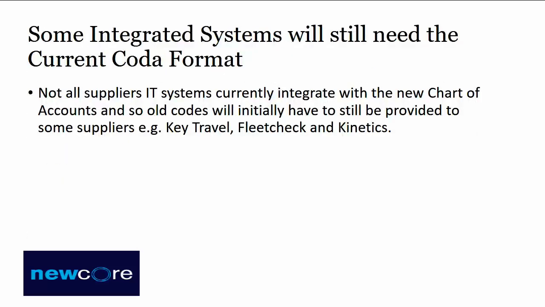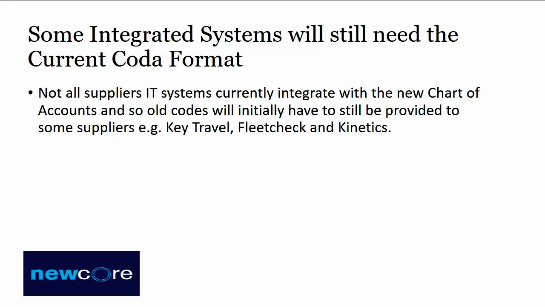Now, this would all be kind of too simple if we could just move on to the new structure and forget about the old one. Not immediately after go live, because not all suppliers that we are having an integration with, because Nuco is integrated with a number of systems, such as Key Travel, Fleet Check, and Kinetics. They need to update their systems in order to take the new account code values. But this will not happen ready for go live. It will probably happen a few months after.